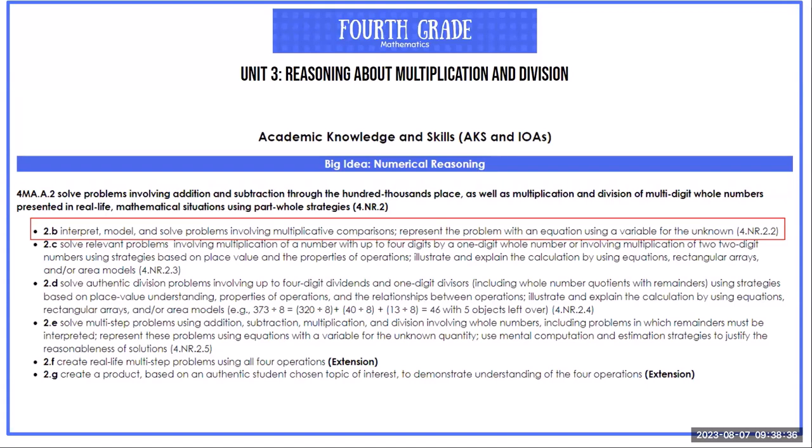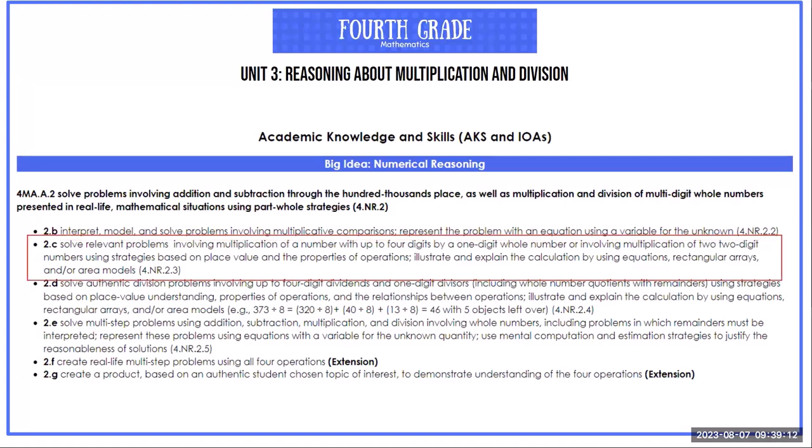Looking at IOA 2B, students solve relevant mathematical problems involving multiplicative comparisons. Students distinguish multiplicative comparison from additive comparison. A multiplicative comparison is a situation in which one quantity is multiplied by a specified number to get another quantity. Students should be able to identify and verbalize which quantity is being multiplied and which number tells how many times. Students should be given opportunities to write and identify equations and statements for multiplicative comparisons.